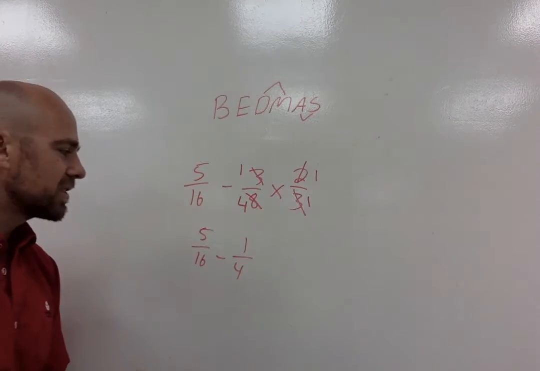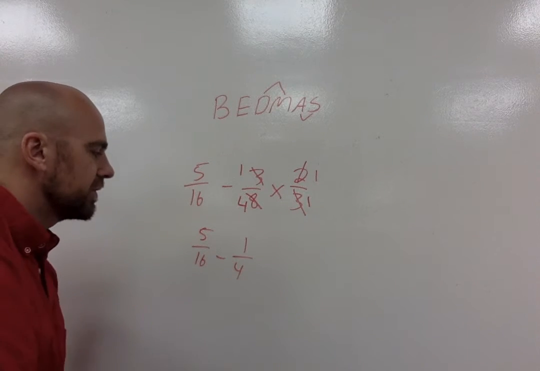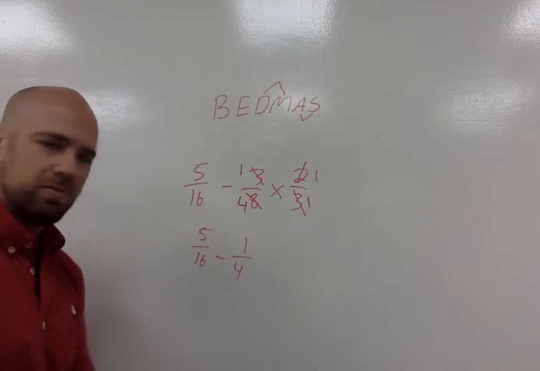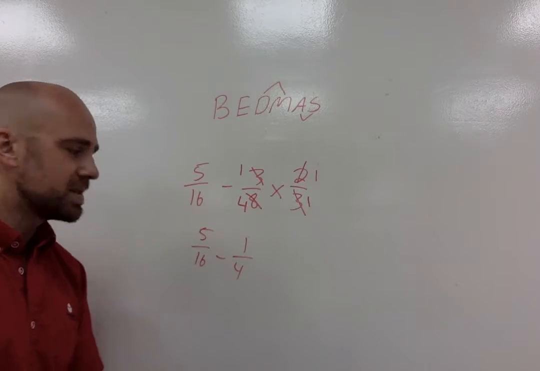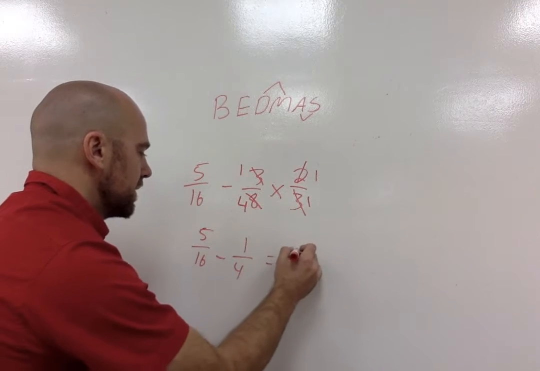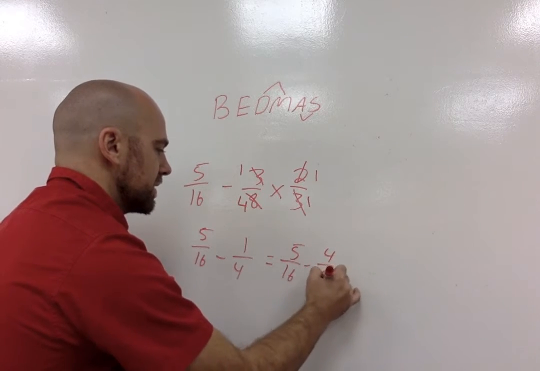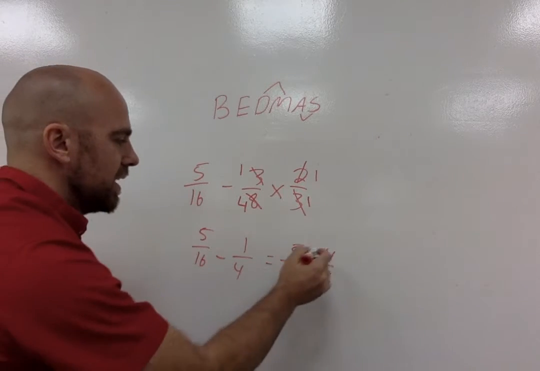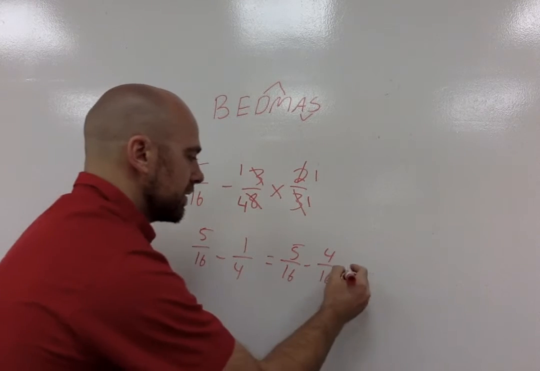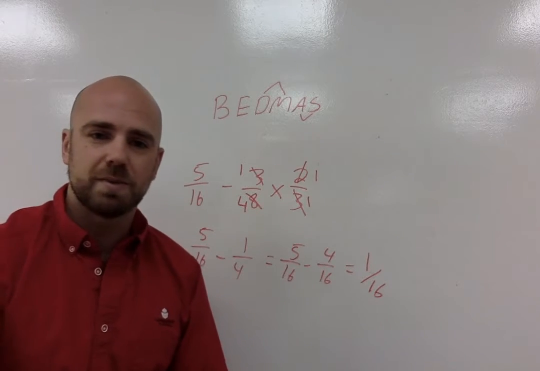Now before I can actually go and subtract this, I have to find common denominators. So I have to make one between 4 and 16. What my common denominator would be? Well, it would be 16. So I have to multiply this by 4. So that's going to be equal to 5 over 16 minus 4 over 16. So when I subtract these, I'm just focusing on subtracting my numerator. I don't do anything with my denominator. And I end up with 1/16. Right? That becomes my answer.